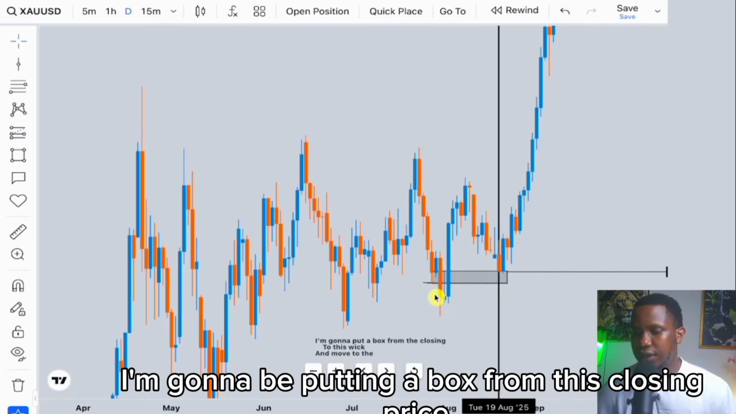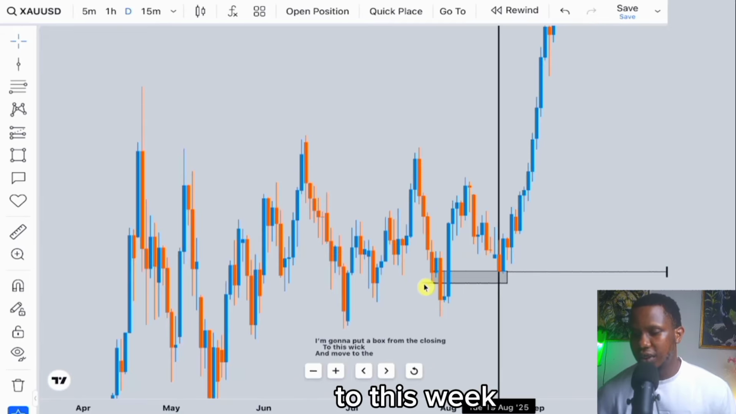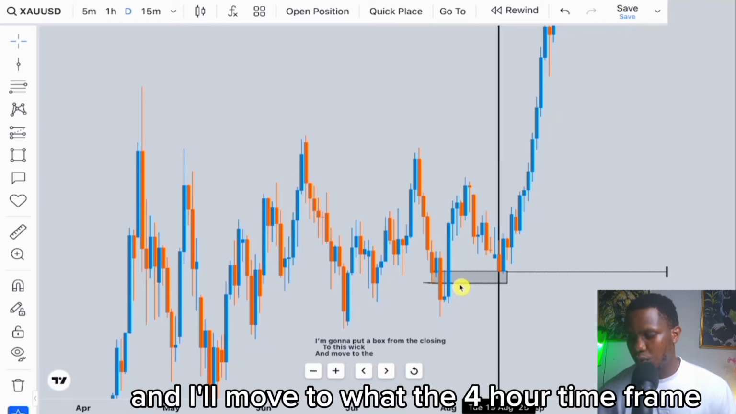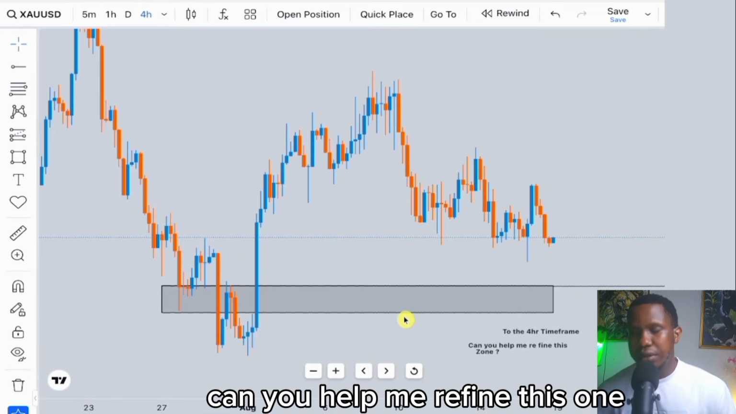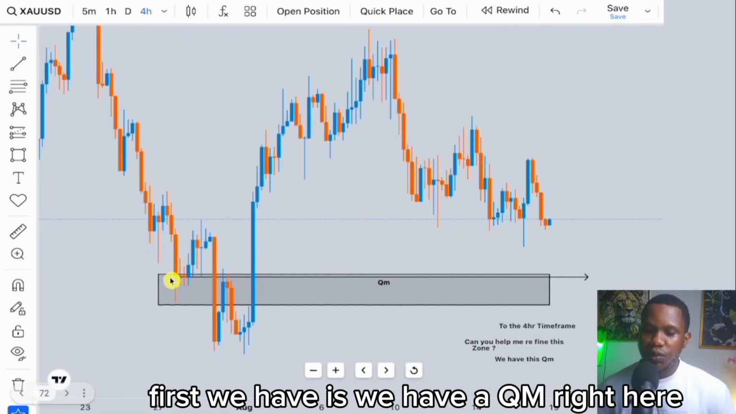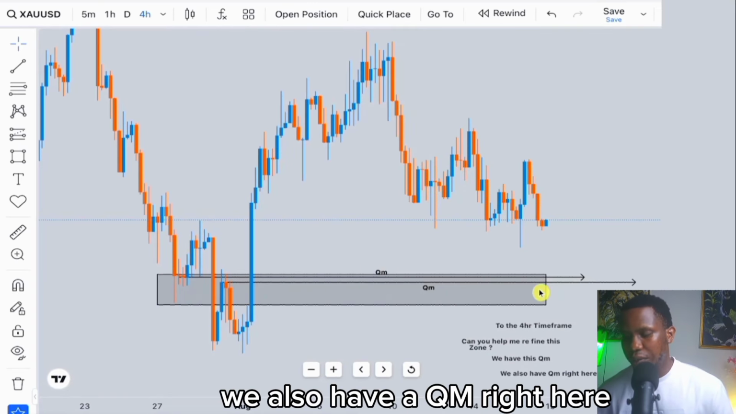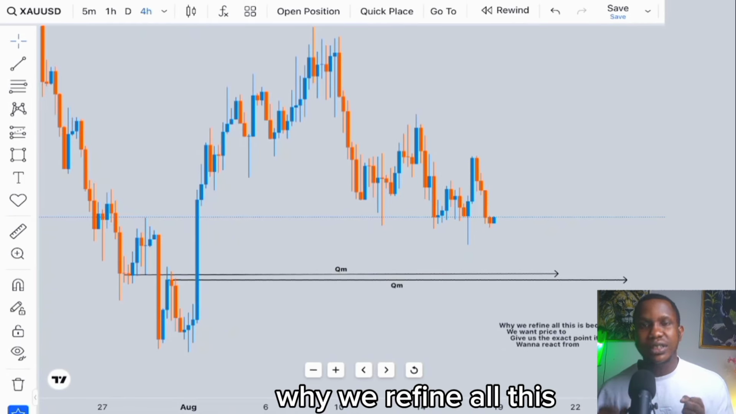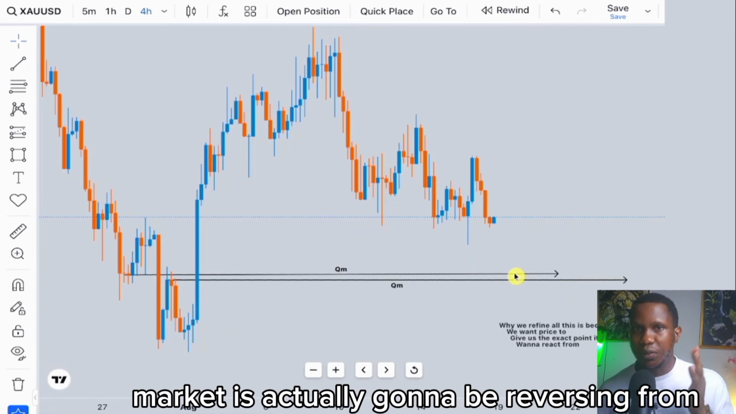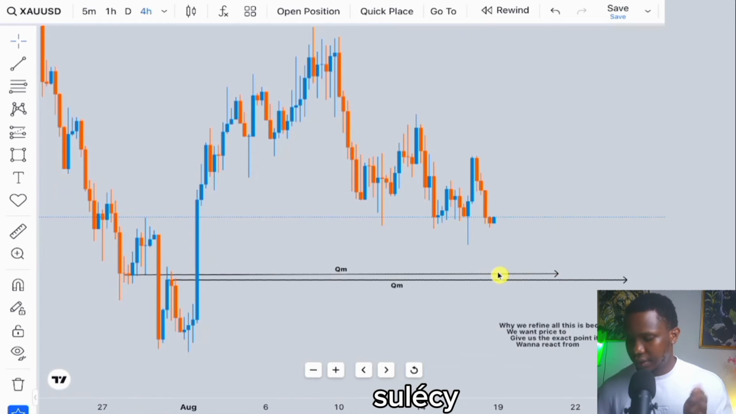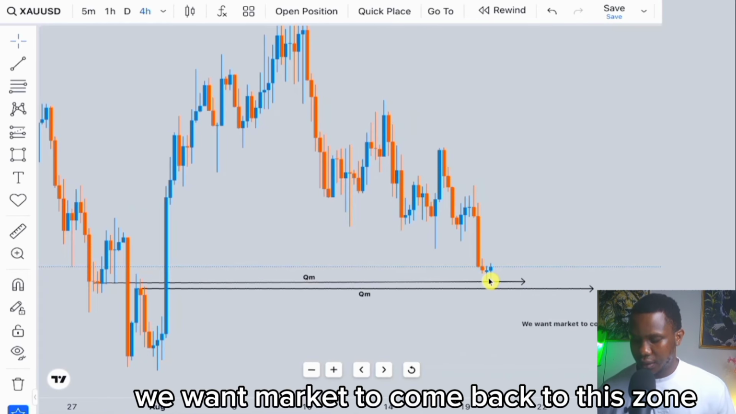I'm going to be putting a box from this closing price to this week, and I'll move toward the 4-hour time frame. Can you help me refine this zone? First we have a QM right here. We also have a QM right here. Why we refine all this is we want the exact point in the market that is actually going to be reversing from. Let's see, we want market to come back to this zone.